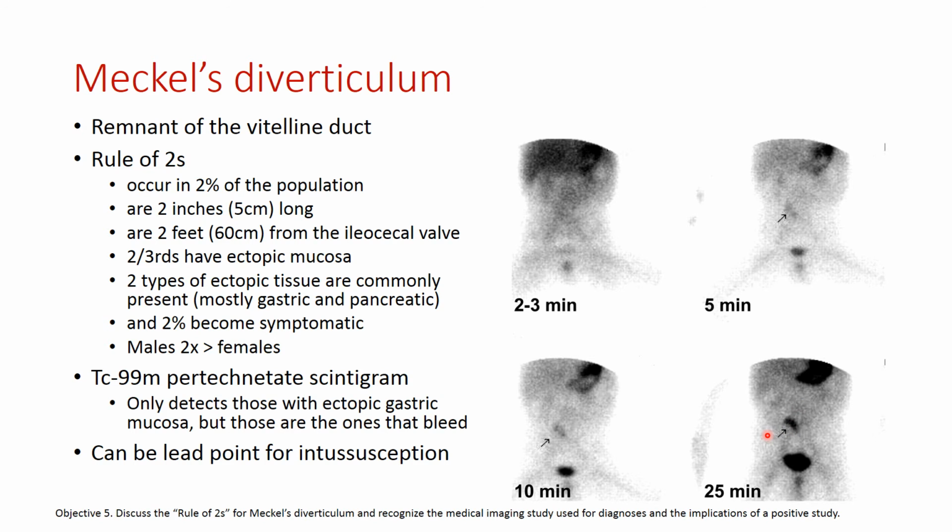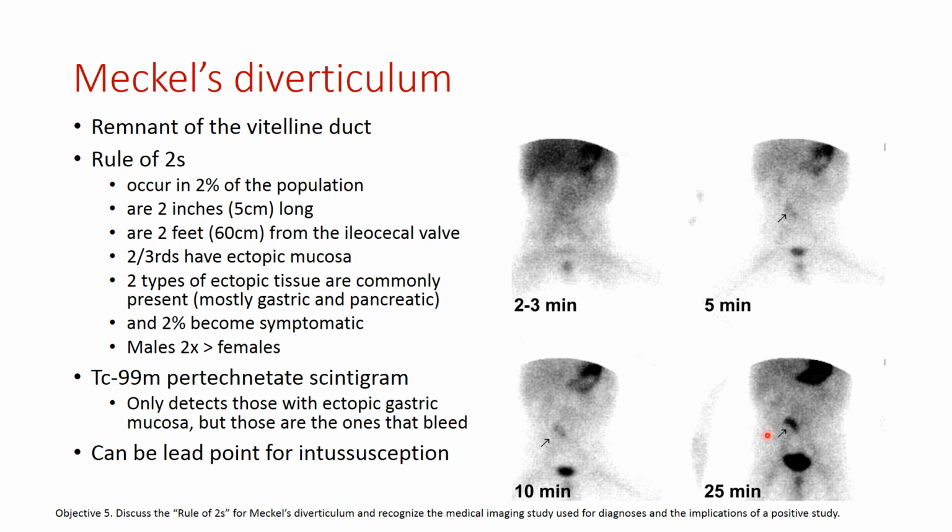Now you may say, as have other people when we've suggested doing this, well, you don't pick up all the Meckel's diverticula with a Meckel's scan, because all you pick up are the ones that have gastric mucosa. And our reply is yes, that's true, but the ones with gastric mucosa are the ones that bleed. And so if you're concerned about GI bleeding from a Meckel's diverticulum, this is the study to use.